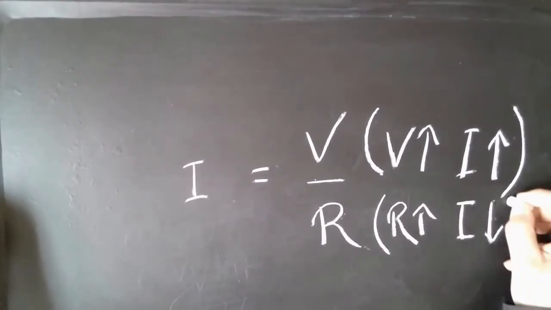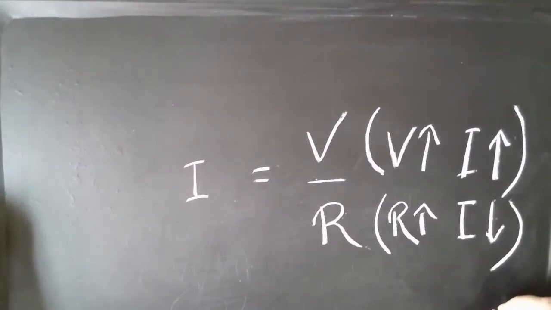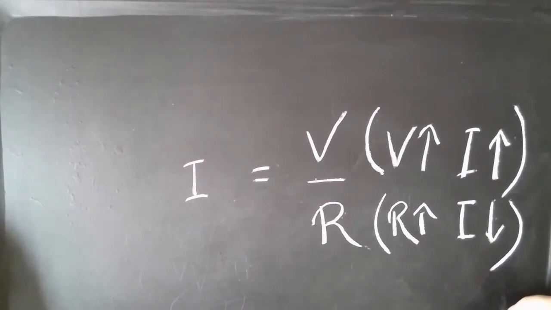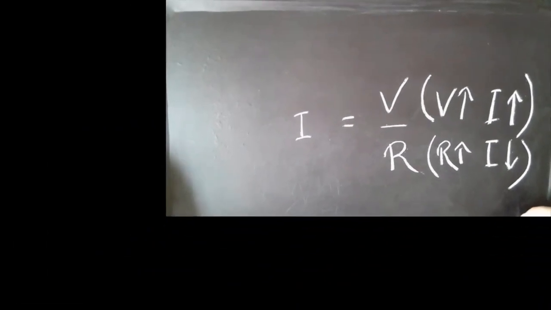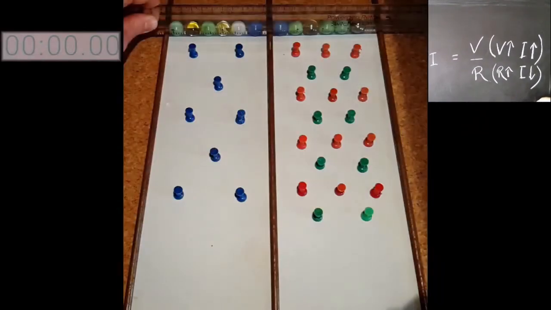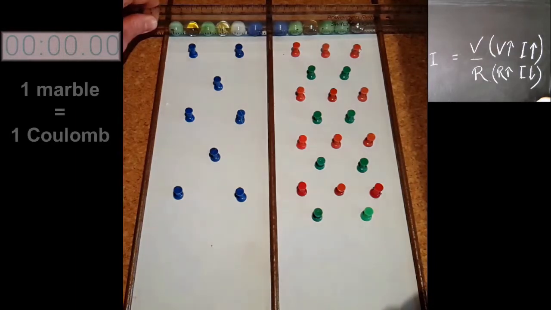Now let's move on to resistance. As we saw in lesson 5, if you increase the resistance, you get a decrease in the current. In order to model this, we use some pins on a corkboard. Here's a brief reminder of what happened. So let's try measuring that current. For this, we're going to need to use a stopwatch. And we are going to count every marble as being equal to 1 coulomb of charge.